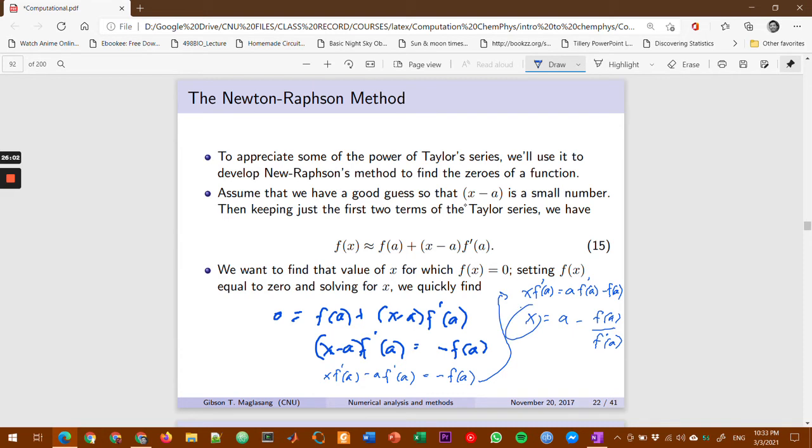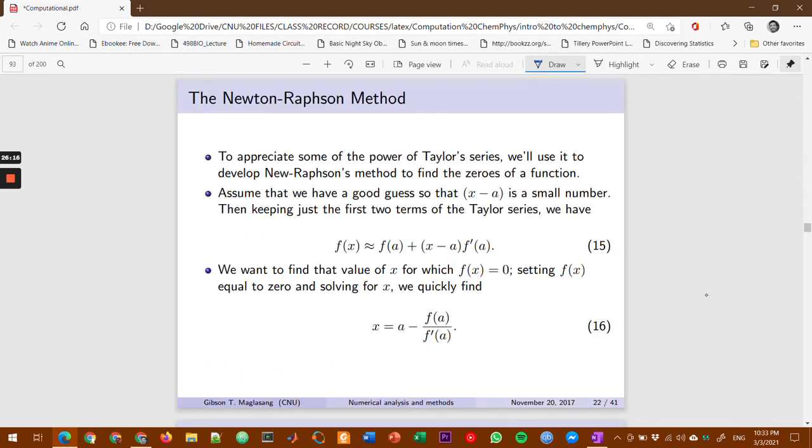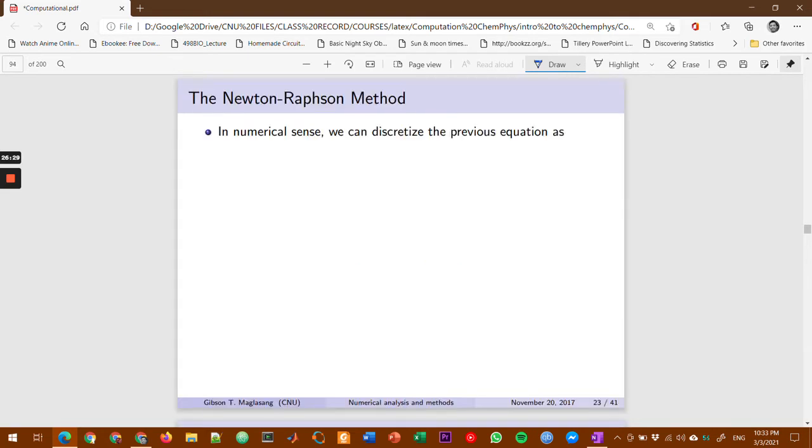If I know the first derivative of that function at point a, and evaluate the function at a, I get the solution. So, I have equation 16. Okay? In a numerical sense, we can discretize this to be able to solve it using a computer, as equation 17.